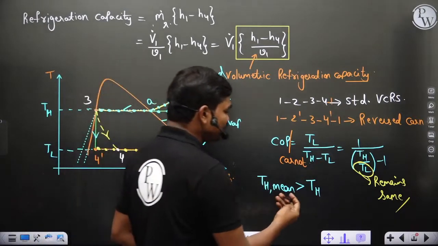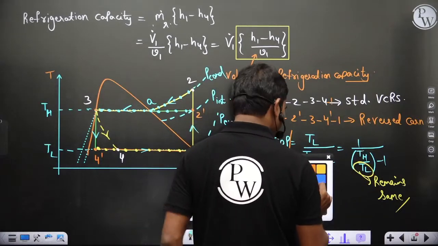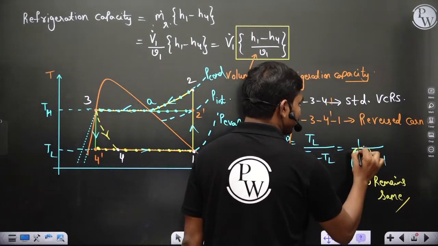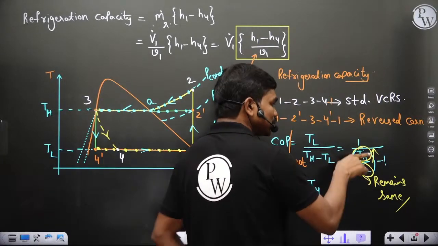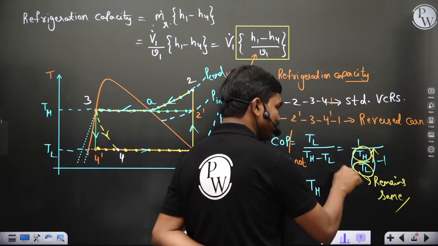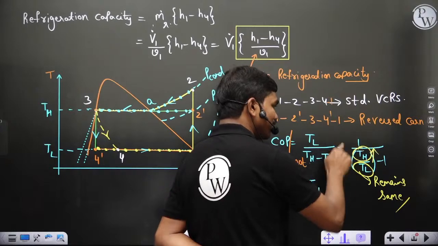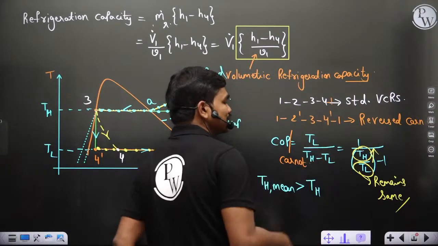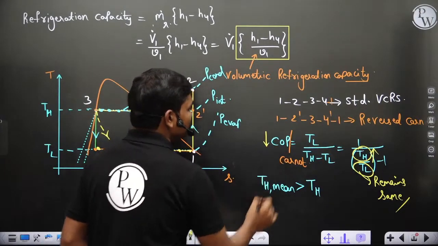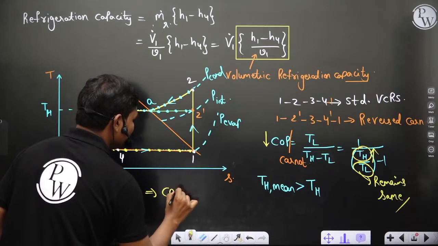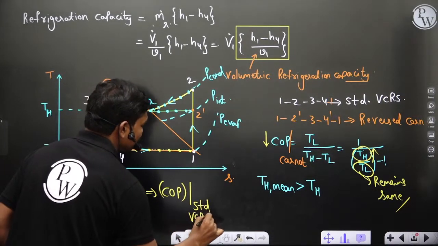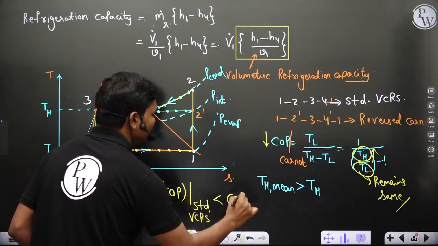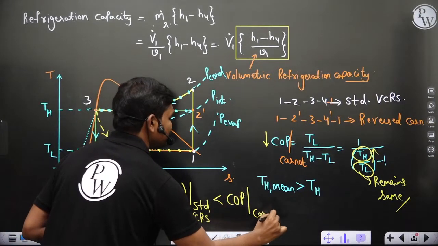Okay, so if TH mean increases, then definitely this total ratio will increase because TL is fixed. So if the numerator increases, this total value increases. If this total value increases, then 1 by the total value decreases. So COP will decrease, and therefore COP of standard VCRS will be less than COP of Carnot, which we already know from our second law analysis.